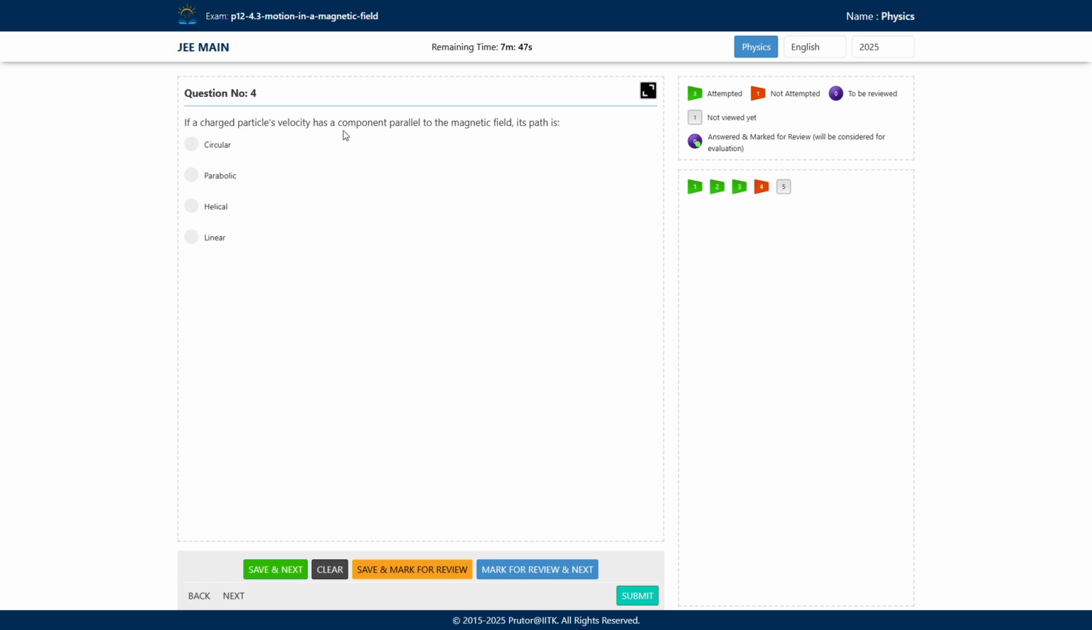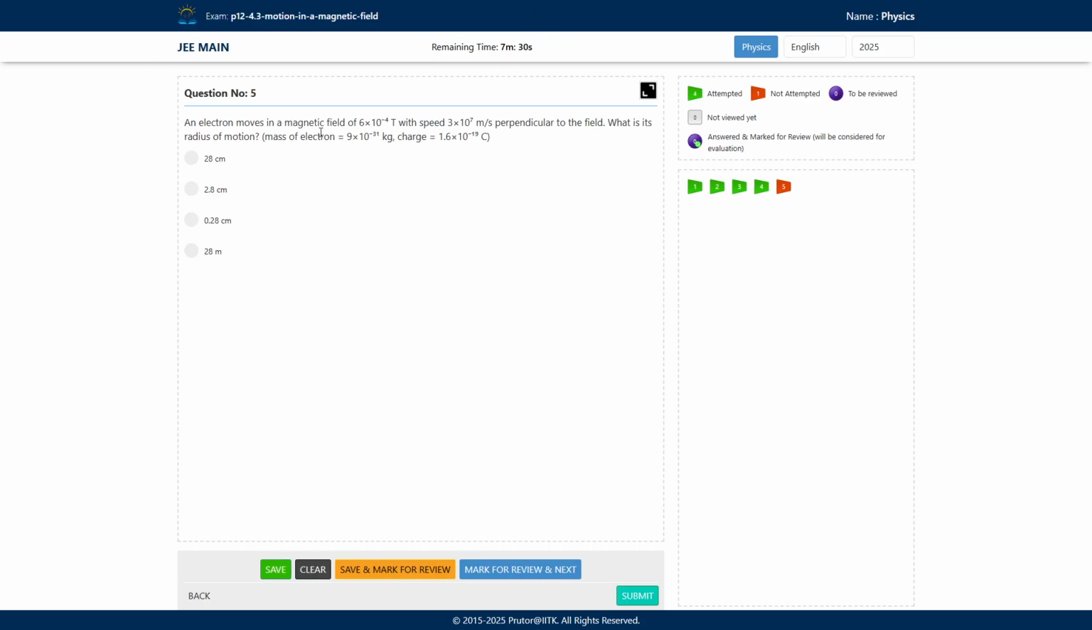If a charged particle's velocity has a component parallel to the magnetic field, its path is circular, parabolic, helical, or linear. Okay, someone is saying fourth option.